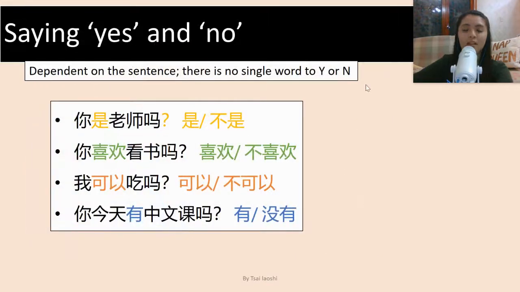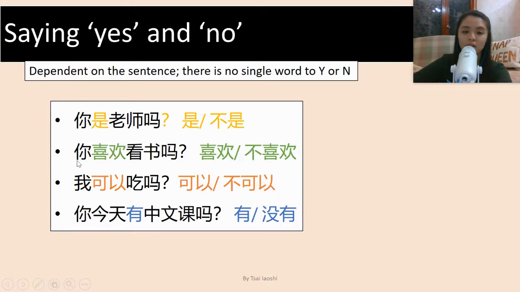Alright. Okay, the last thing we want to talk about is answering yes or no. So depending on the sentence, the answer for yes and no is different. So take a look at these examples. 你是老师吗? 你是老师吗? Are you a teacher? If you want to say yes, you will say 是. If you say no, you say 不是, I am not.